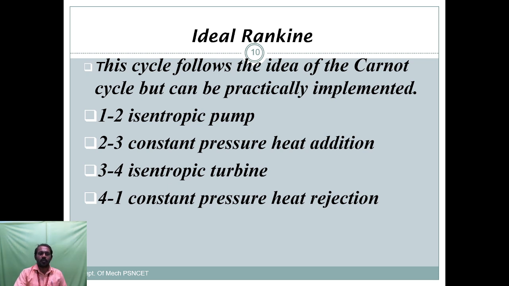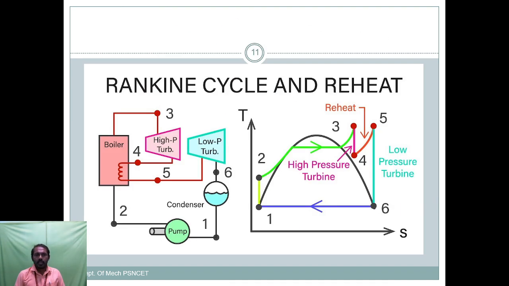And last, 4 to 1 is constant pressure heat rejection. That means the pressure is constant but the temperature decreases. It is the condenser process. So after the four processes are complete, we have the Rankine cycle. Here I briefly explained the Rankine cycle.